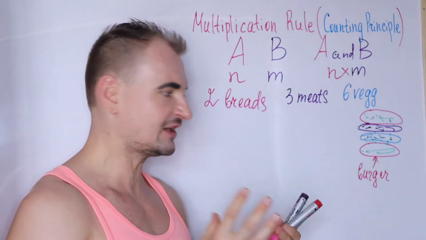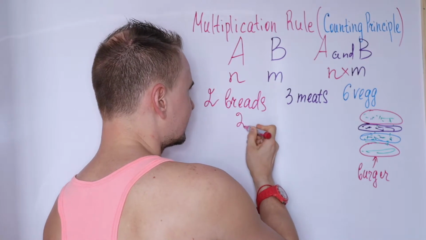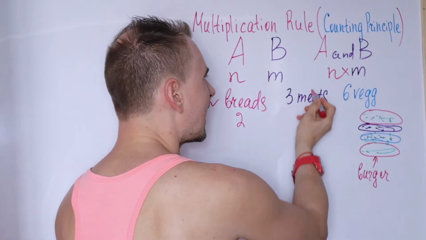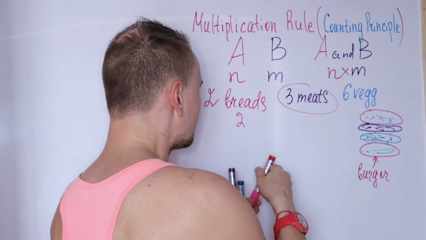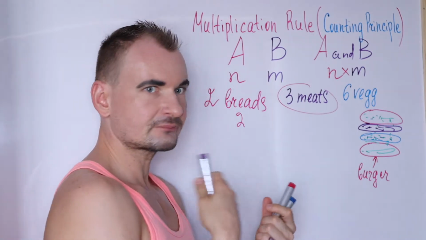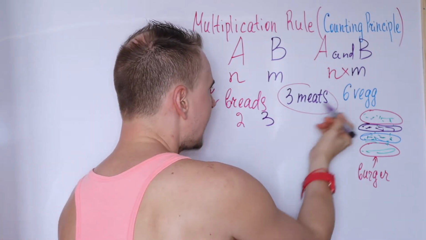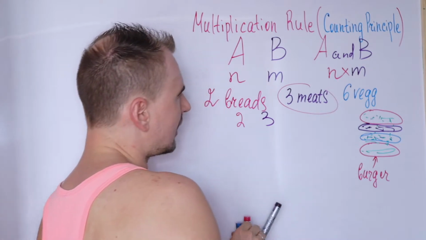You have the first event. You have 2 different types of bread, so you take these 2. You have 3 different types of meat, so you have 3 choices to pick from. And you have 6 for the last, the veggies.